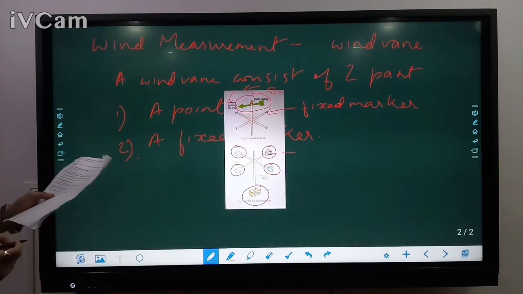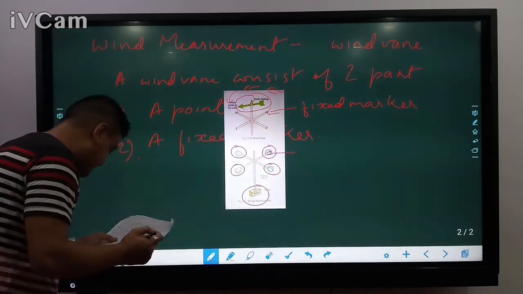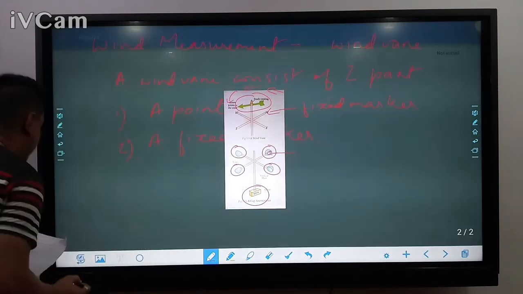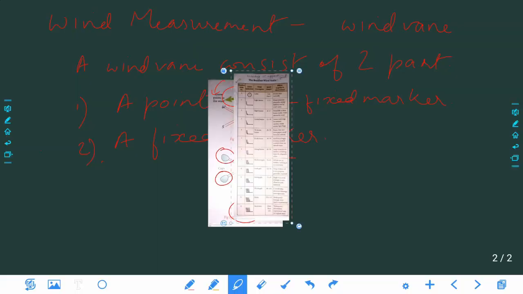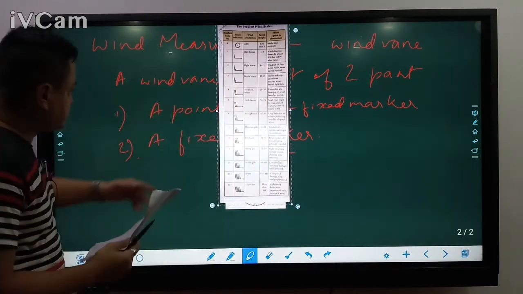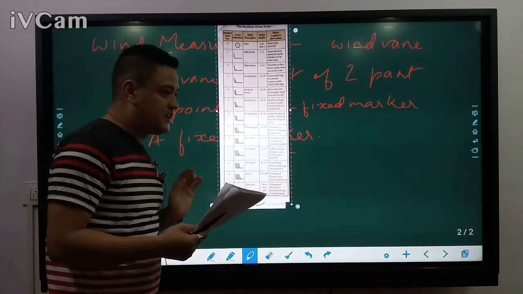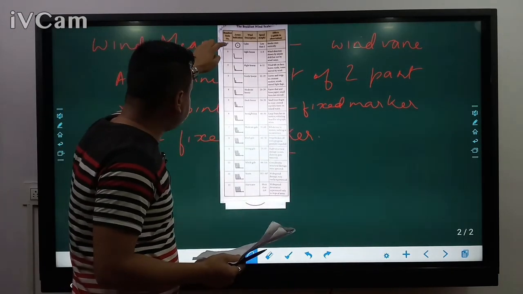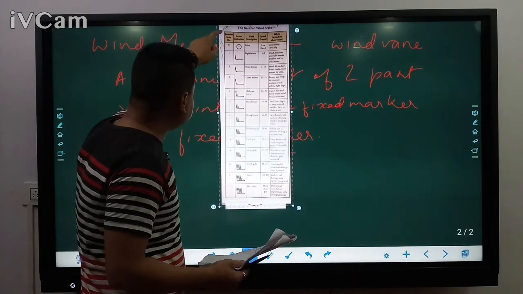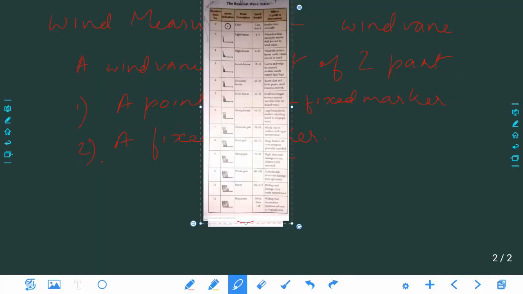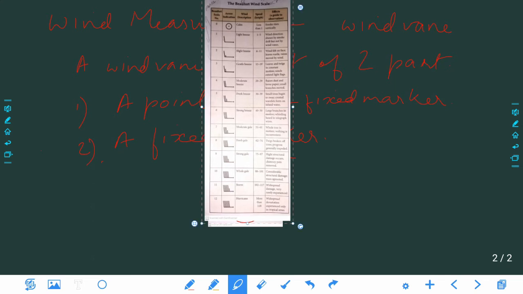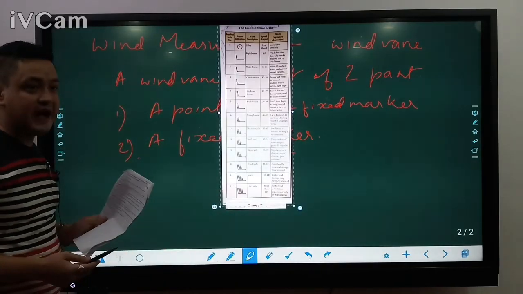You can refer to the table on page number 48. That is known as the Beaufort scale. I'm just showing you this Beaufort scale, how it is measured. Now, I'm going to make it a little bit bigger. This Beaufort scale number is the force. There are many different types of force of the wind. This is force number 0, this is force number 1, this is force number 2. If there is force number 0, there is calm weather. Here is the symbol which is used. The knots or kilometers per hour is less than 1. And you can see the effect: smoke rises vertically. So these are the things that you have to remember.